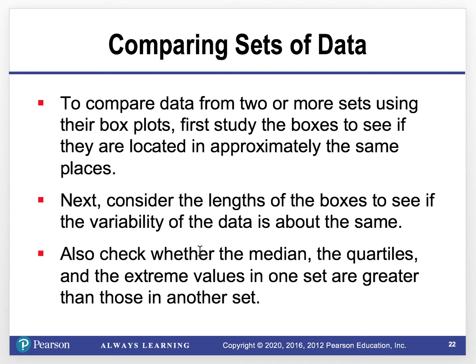To compare data from two or more sets using their box plots, first study the boxes to see if they're located in approximately the same place. Consider the lengths of the boxes to see if the variability of the data is about the same. And check whether the median, the quartiles, and the extreme values in one set or another are greater.